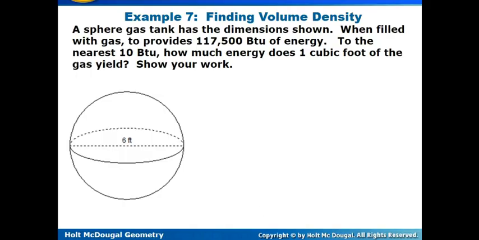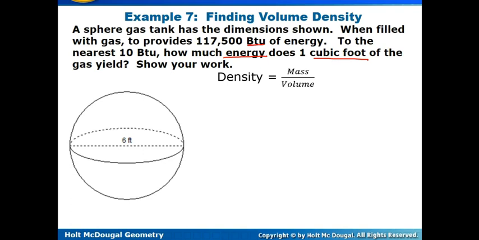So I'm going to go back over this example with you that we did in our notes. A sphere gas tank has dimensions shown when filled with gas to provide 117 BTUs of energy. To the nearest 10 BTUs, how much energy does 1 cubic foot of the gas yield? Show your work. So again, we need to recall that density equals mass over volume. Well, this is a density problem, and you might not know that by what it's asking you, but I want to point some things out to you. Notice that it says how much energy, and those are your BTUs, per cubic foot. Because there are two types of units there, we know that's going to be density.